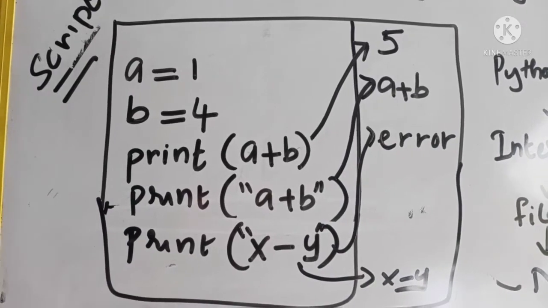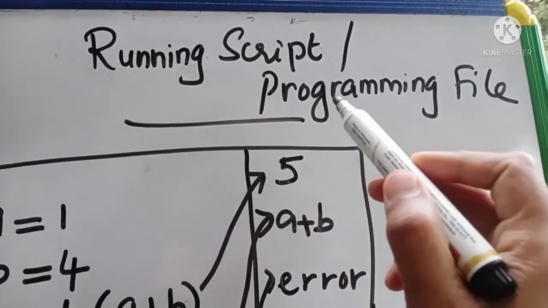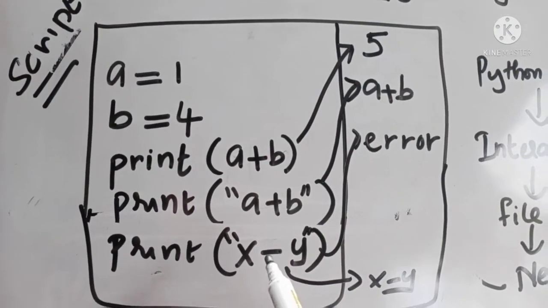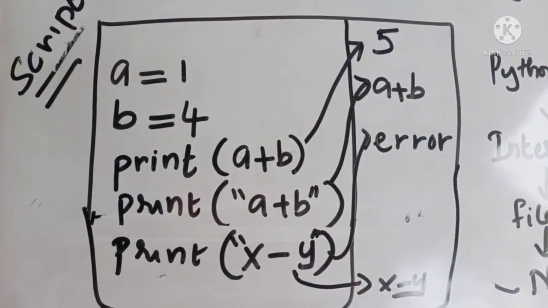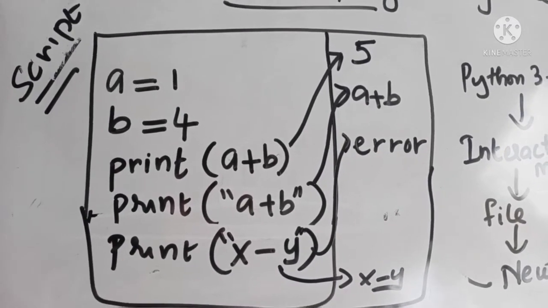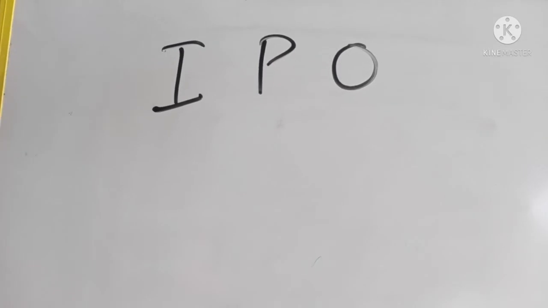Is it clear? Okay. So actually our heading is how to run your script program, right? How is it possible? After completing the program code, do one thing: save your program. Then go to the Run menu, click on Run Module, or F5 is enough for getting your output screen. Is it clear? Okay. Have you heard about IPO?